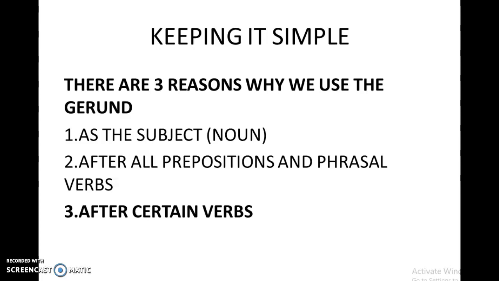If we want to make it very simple, we can say that there are three reasons why we use the gerund. Gerunds, or present participles, are verbs plus ing. We can use the gerund as a subject, as a noun, or after all prepositions and phrasal verbs, or after certain verbs, which is the lesson that we have in the book. This is what we are going to focus on. So we're going to forget about 1 and 2, and we are going to focus on 3.